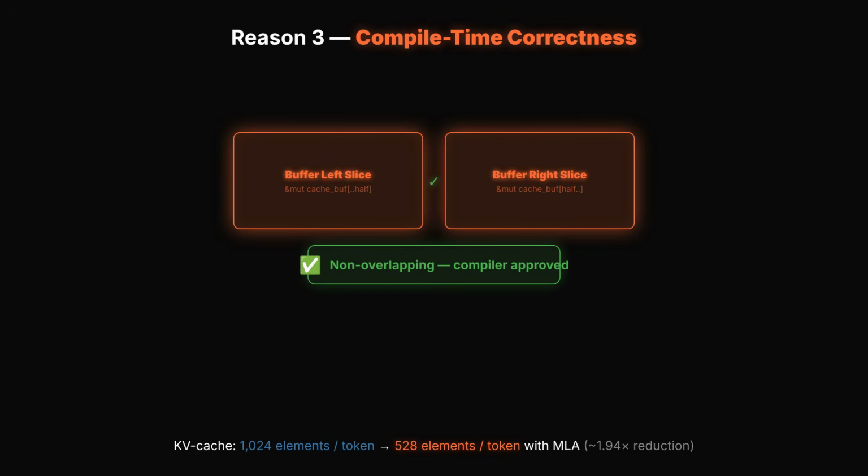That mattered a lot for the KV cache work specifically. Multi-head latent attention brought the measured cache down from 1,024 elements per token with full attention to 528 elements per token, essentially a 2 times reduction, and that's exactly the kind of low-level buffer math where a silent aliasing bug is easy to introduce and painful to find later.